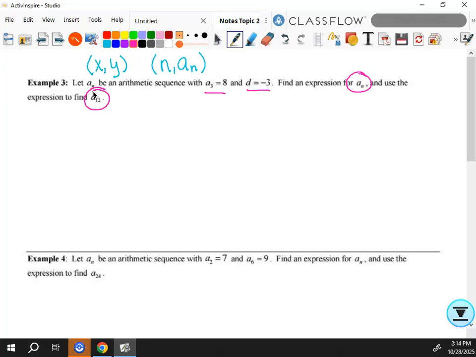All right, so what I'm going to do is I'm going to take it kind of out of arithmetic stuff and put it into XY stuff. So this statement right here, a sub 3 equals 8, what would that ordered pair look like? What's my input? 3. My output is 8. Your input is the n. Your output is your a sub n, whatever the actual value is. And then this is your slope.